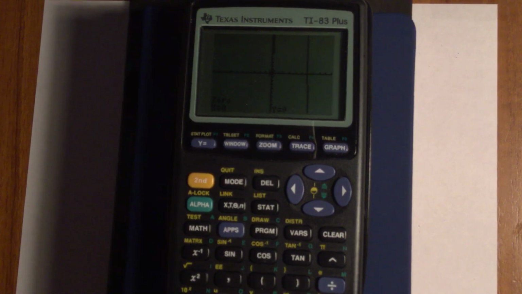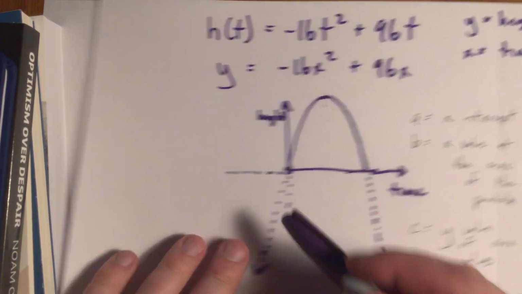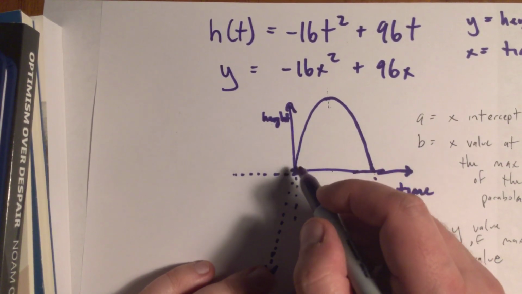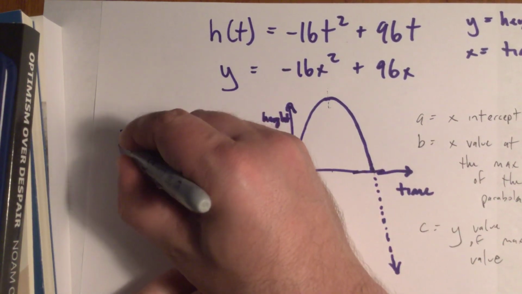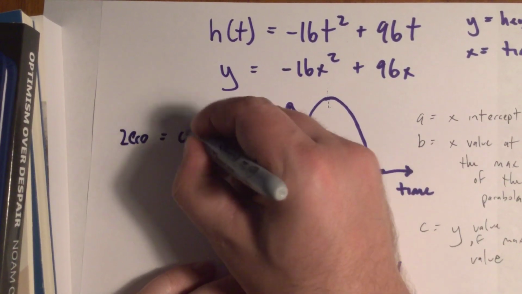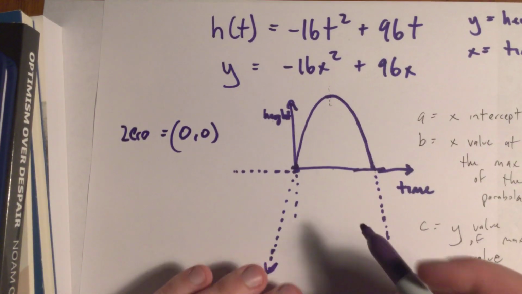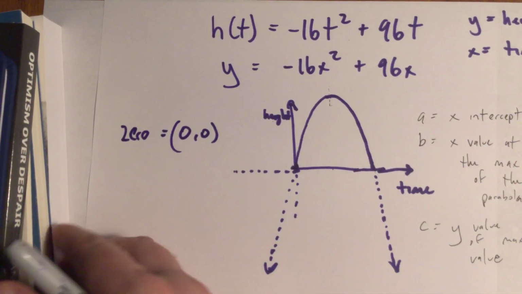Okay, so the first zero is (0, 0), which, if you think about it, makes sense, right? Because that's at 0 seconds and 0 feet. So the first zero is (0, 0). There was no y-intercept here, so that makes sense. All right, let's find our second zero.